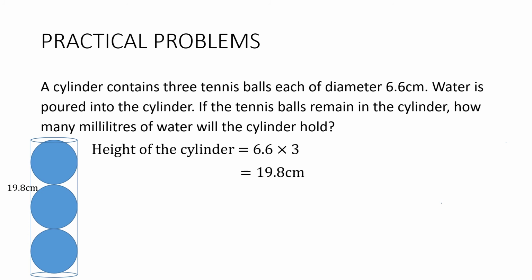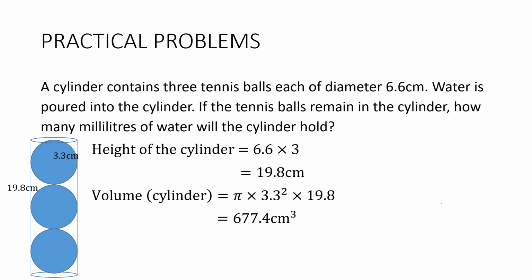Okay, now we're ready to work out the volume of the cylinder. It's going to be pi multiplied by r squared multiplied by h. And you can see that I've put r in as 3.3 centimeters because the diameter is 6.6. Putting that in the calculator, we get 677.4 centimeters cubed.